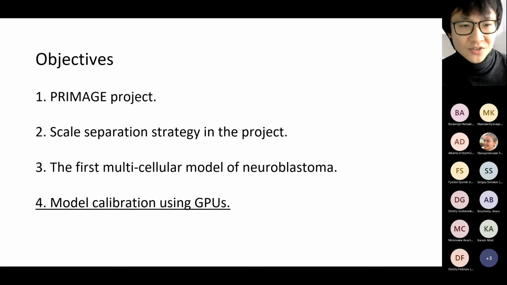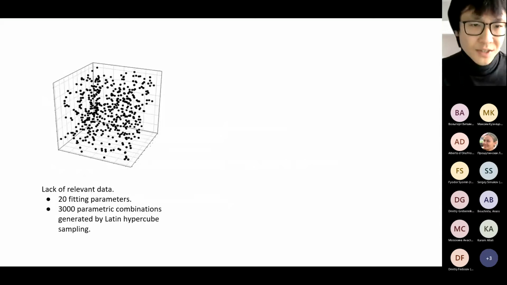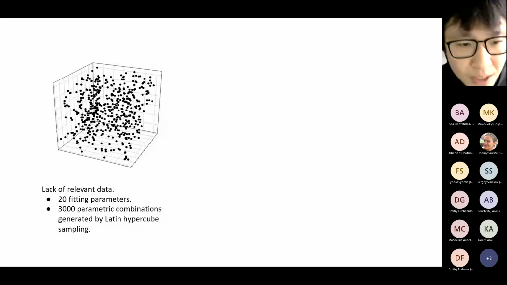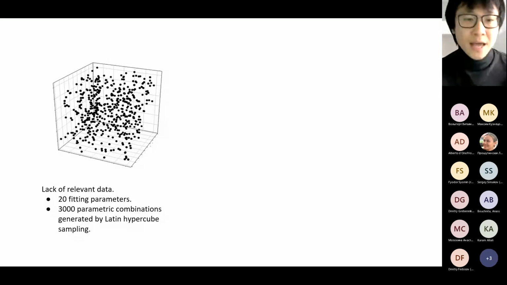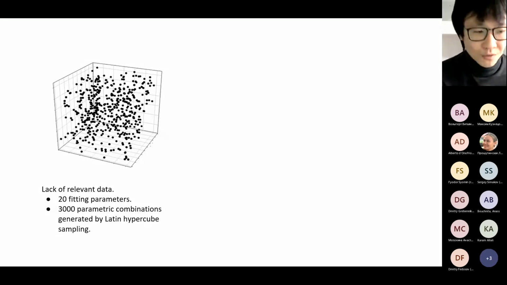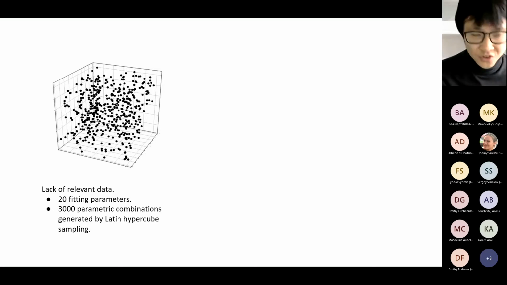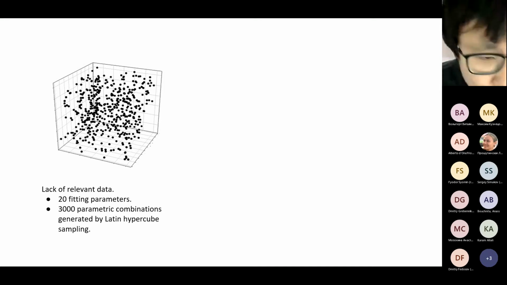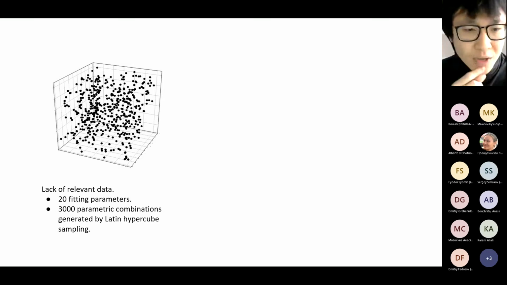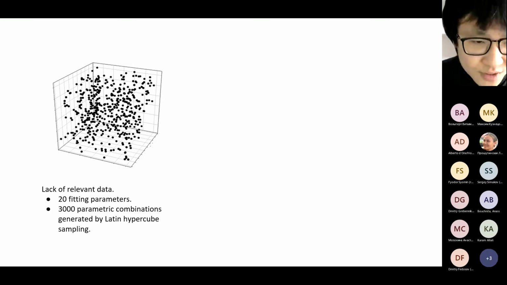Now we'll look at the last objective of today's presentation. How did I calibrate this model? This is a major challenge for me. It's a complex system model, and I fixed most of the parameters using literature values, but there's still a lack of data, and there are 20 fitting parameters. I use a technique called Latin hypercube sampling to obtain 3,000 parametric combinations in the 20-dimensional parametric space.